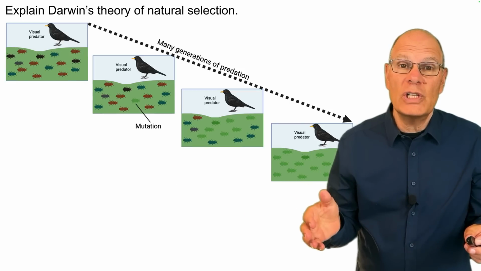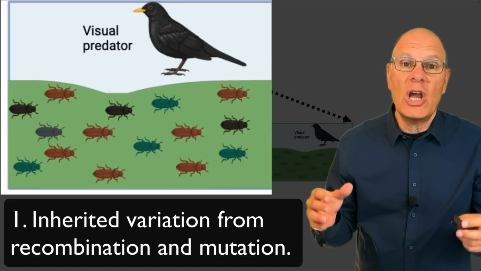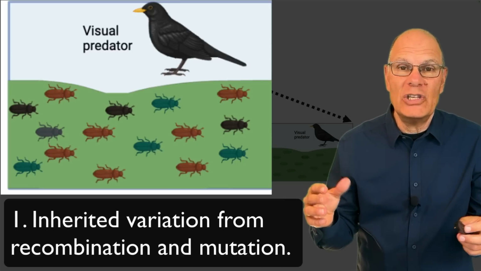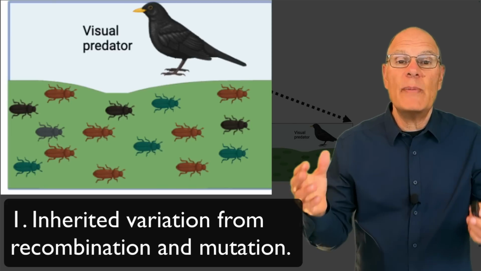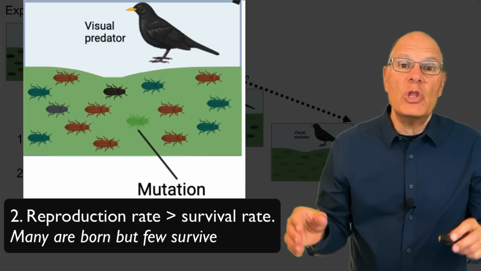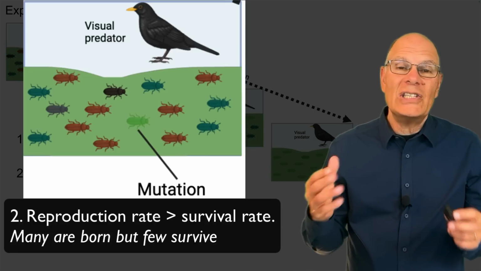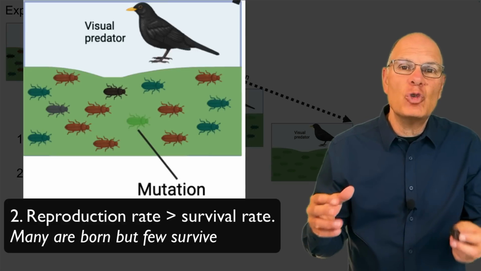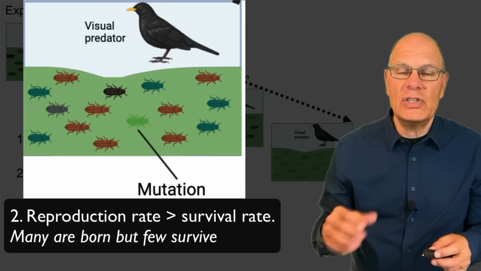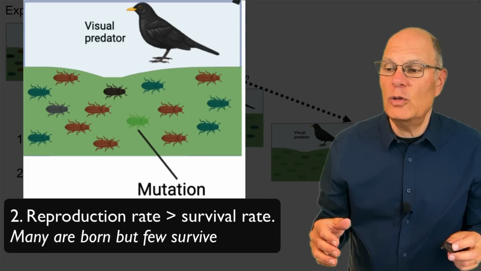So how does natural selection work? In any population, there's variation. The kind that matters is inherited variation, that's in the genes, and that comes about through recombination and mutation. In any population, the reproduction rate, the number of individuals who were born, exceeds the survival rate, and that's even true of slow breeding populations. Sometimes that's summarized by the phrase, many are born but few survive.